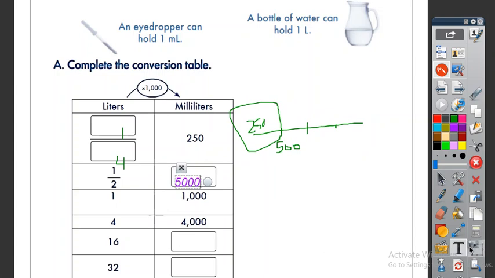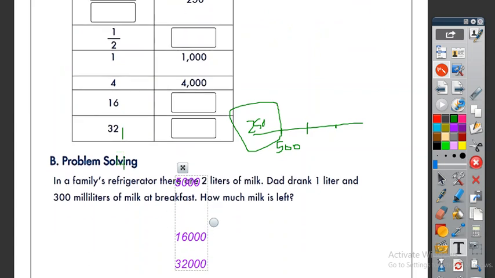Here's the same thing. 16 multiplied by 1000 is 16,000. And finally, 32 multiplied by 1000 is 32,000. That's all of what you're gonna do while you're solving.